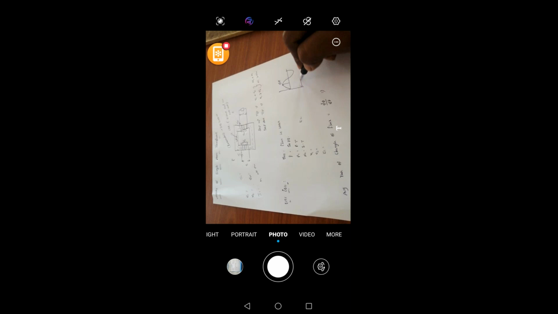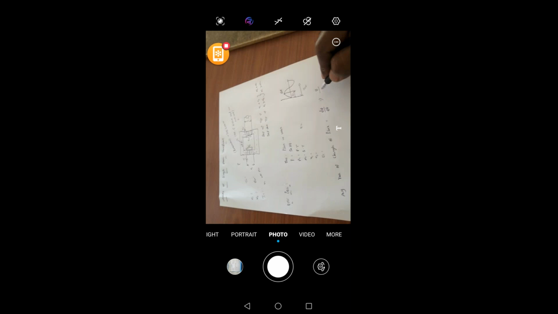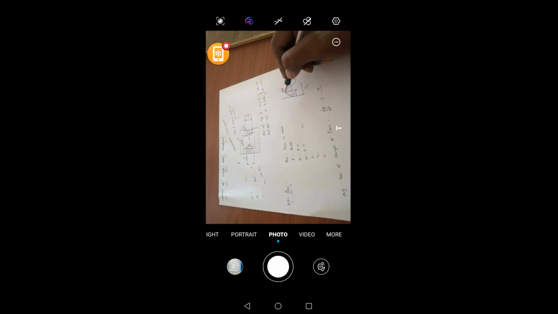Now, instead of dΦ you can write Φ, and for dt, what is the time taken to reach the maximum flux? T by 4.